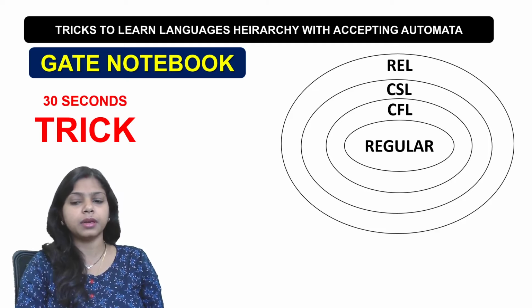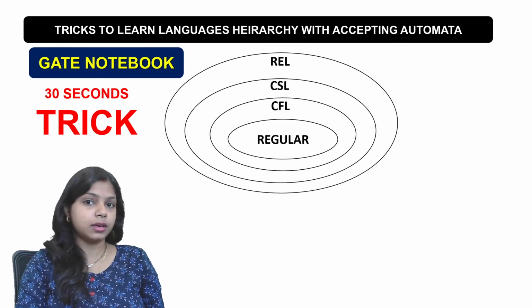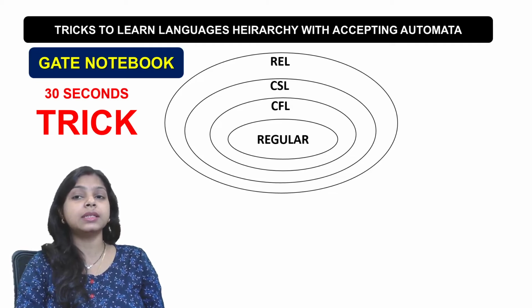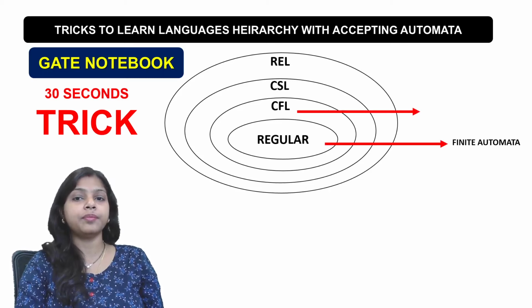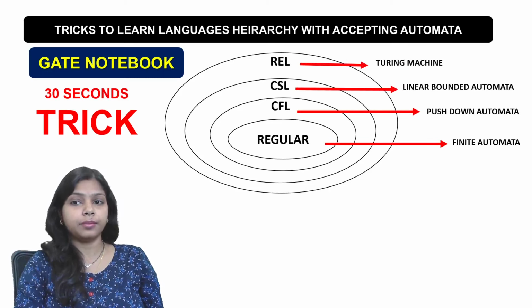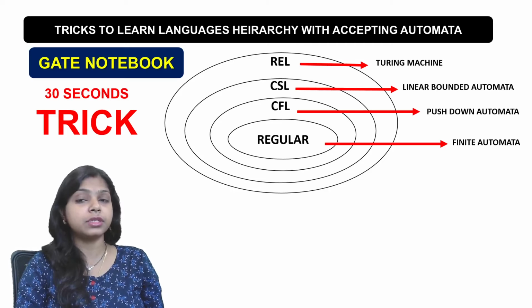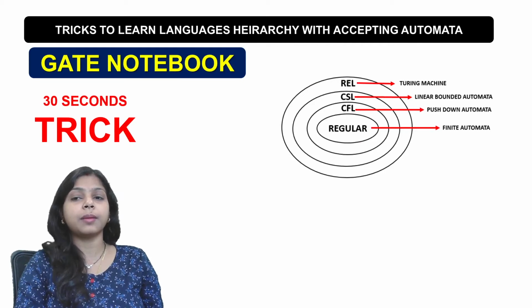But how to remember? Okay, one more thing. This is not completed. We have to understand what are the automata machines that accept these languages. So first of all, for regular language, finite automata. For CFL, pushdown automata. For CSL, linear bounded automata. And for regular expression languages, Turing machine. Okay. So this will be your complete knowledge.